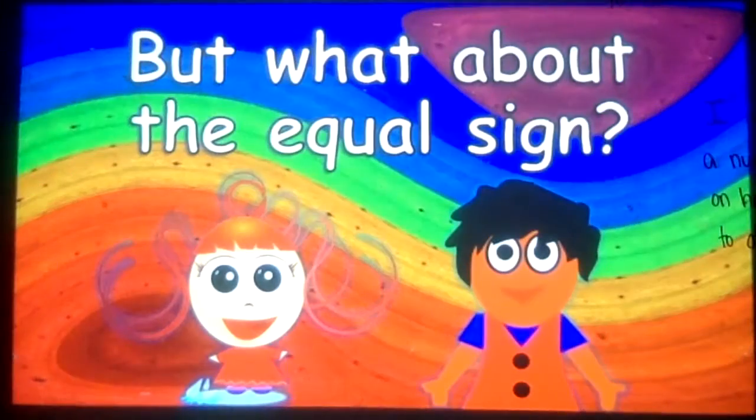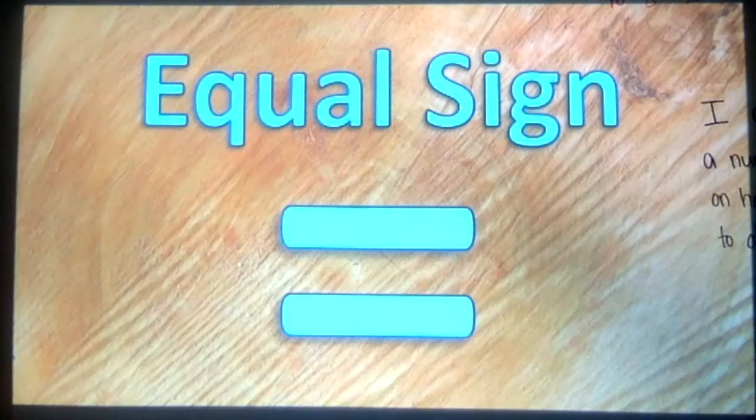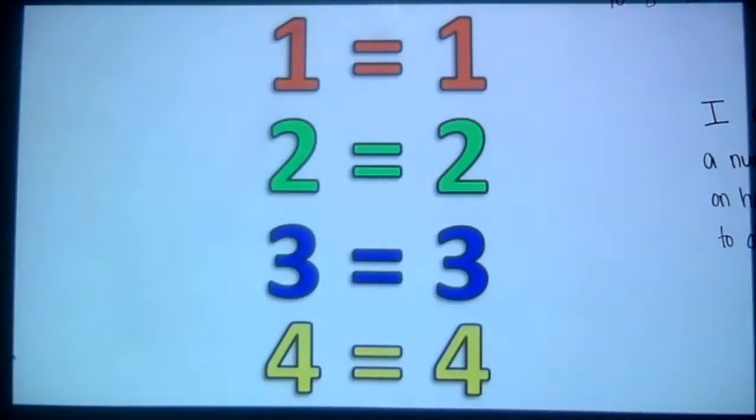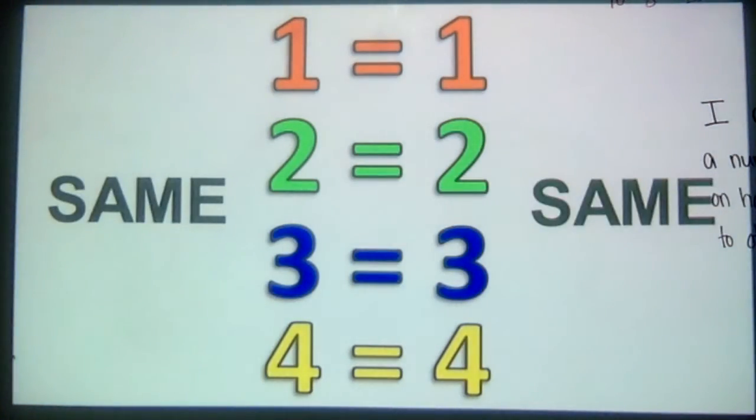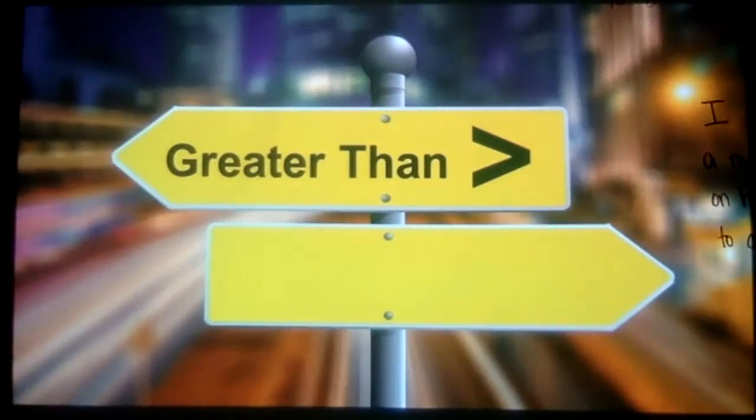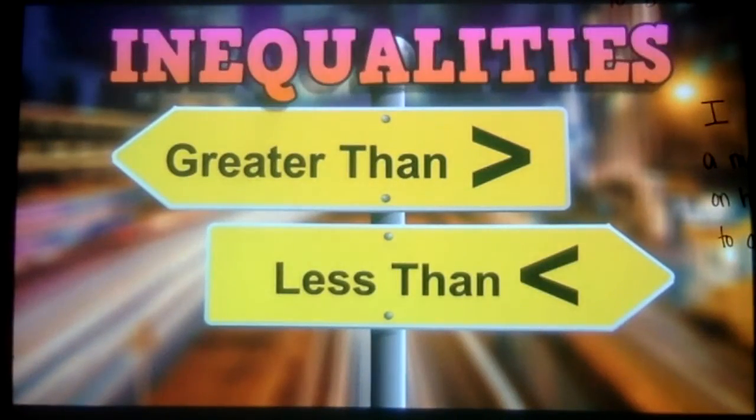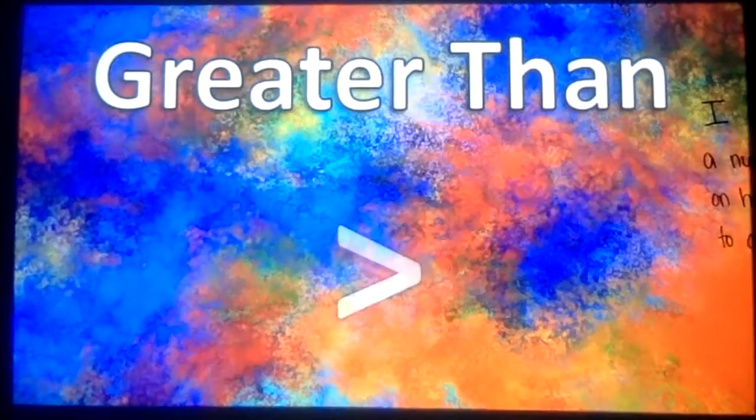Well, what about the equal sign? Now here's what it means when you see the equal sign. The value of the numbers is the same on both sides. But on the other hand, greater than and less than are called inequalities because they're not equal, man.